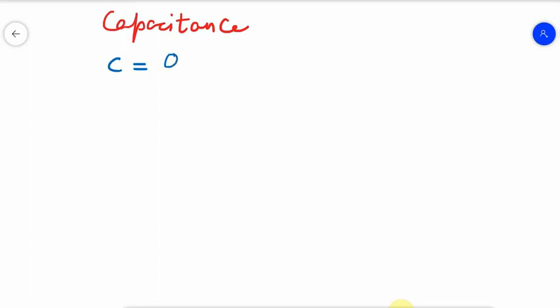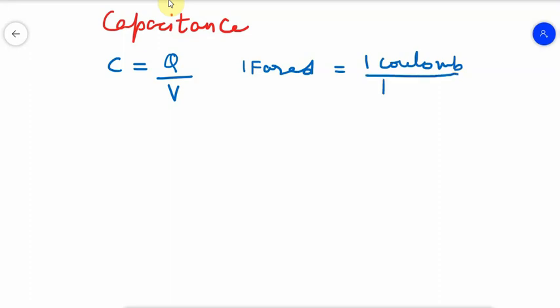You might have studied the parallel plate capacitor. There are two parallel plates. So it is the charge on either of the two plates upon the potential difference between the two plates or two conductors. So C equals Q upon V, where charge is in coulombs and V is in volts. The unit is farad. So 1 farad equals how much? 1 farad equals 1 coulomb upon 1 volt.